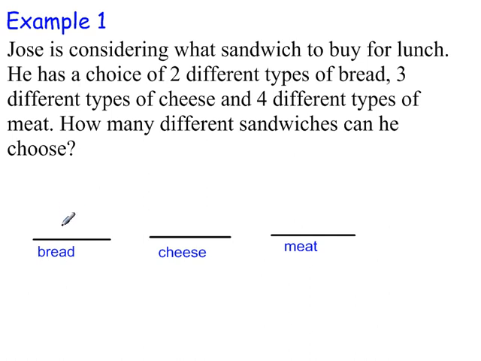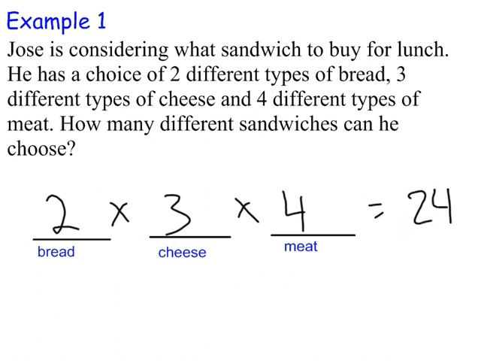So how many choices of bread do I have? I have 2 choices of bread. How many choices of cheese? I have 3 choices of cheese and 4 choices of meat. Fundamental counting principle just says to multiply these and I get my answer. 2 times 3 is 6, 6 times 4 is 24. So there are 24 different sandwiches that he can make.